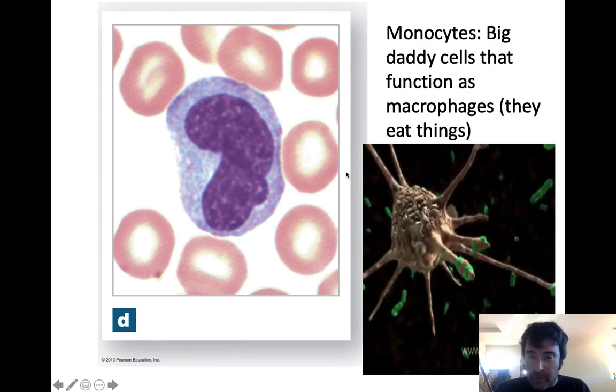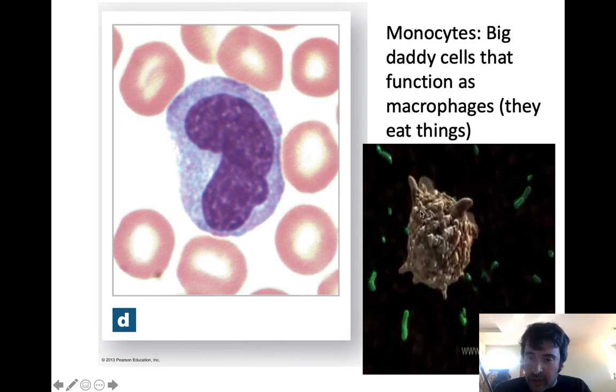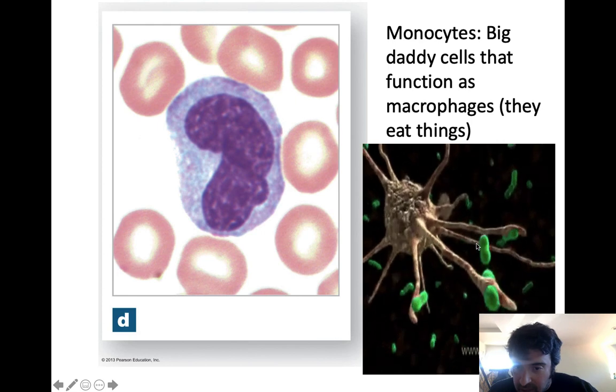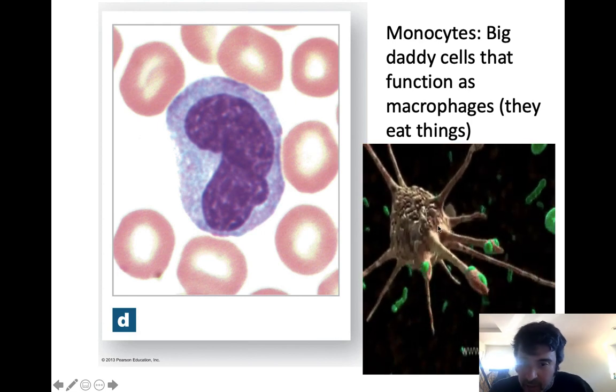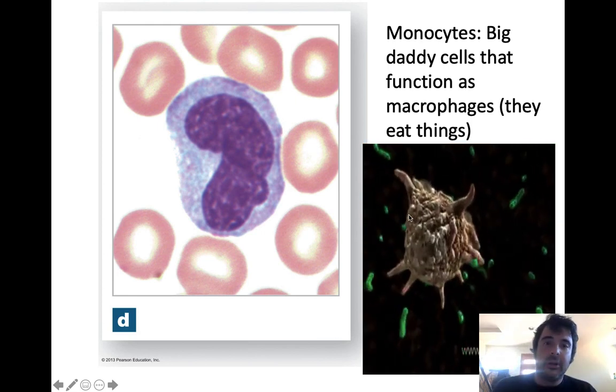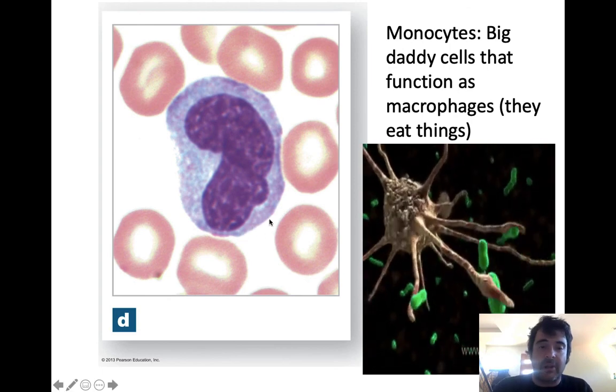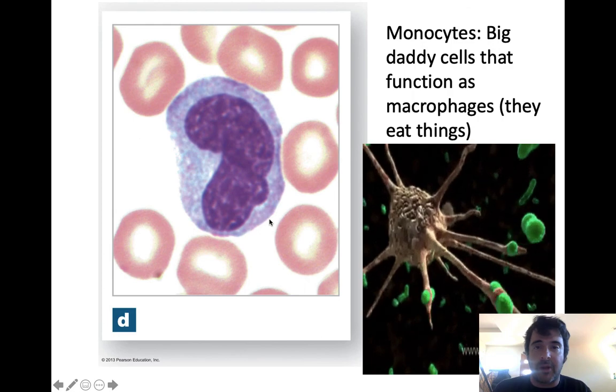So when you look at this depiction of a macrophage or a monocyte here, what it's doing is it's just migrating into this region and just grabbing all these bacteria and going gobble, gobble, gobble. Just gobbles them up. It's huge, man. They're huge cells. I mean, look at the size of that compared to a red blood cell.